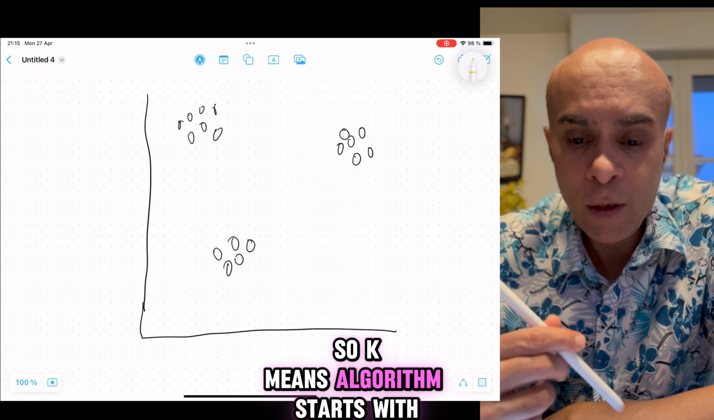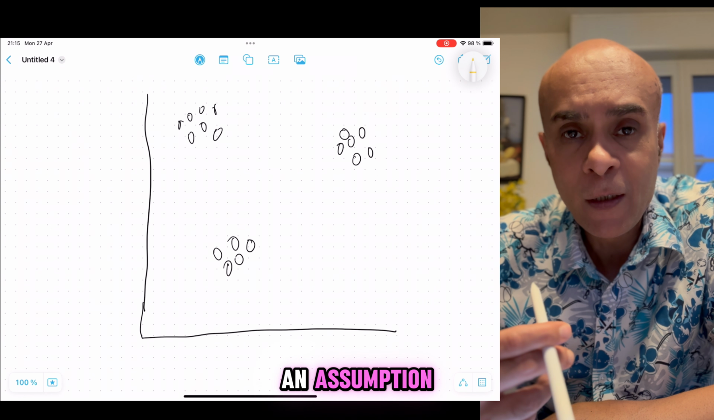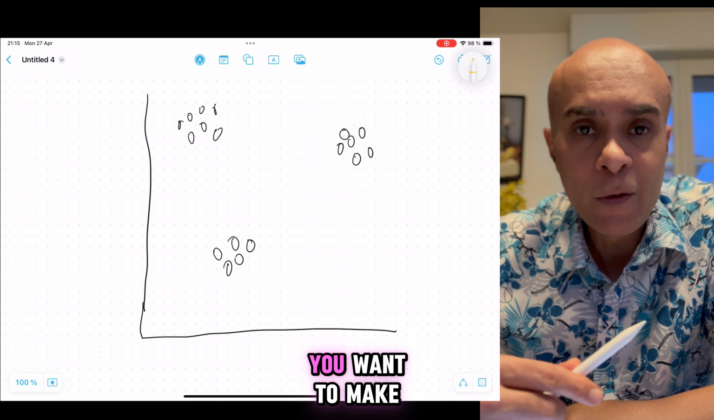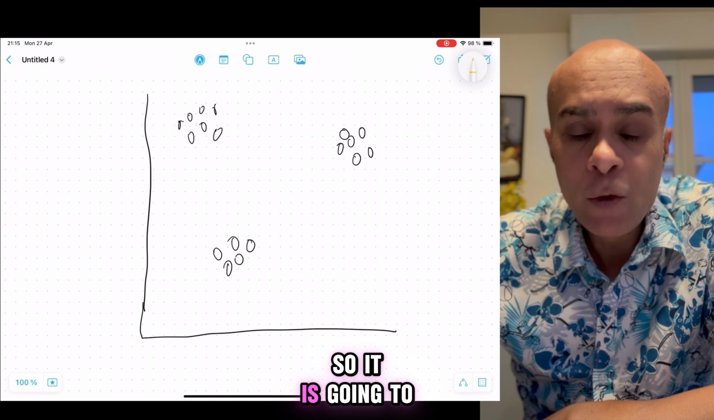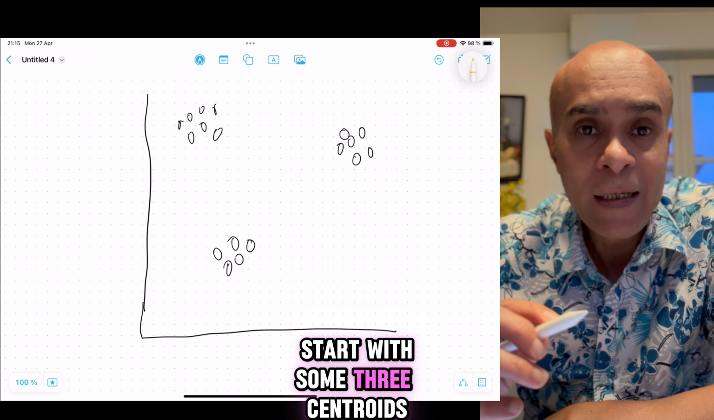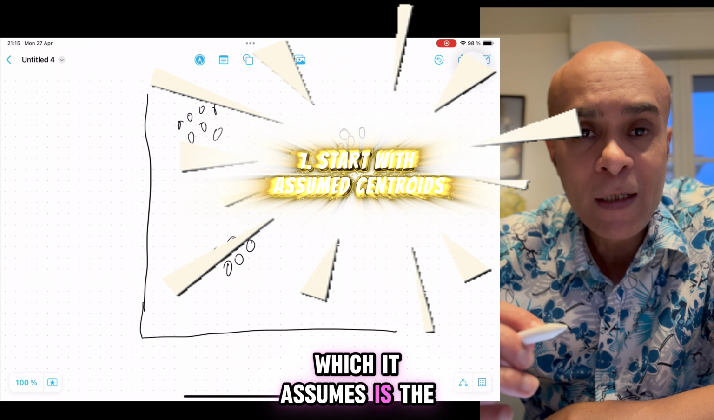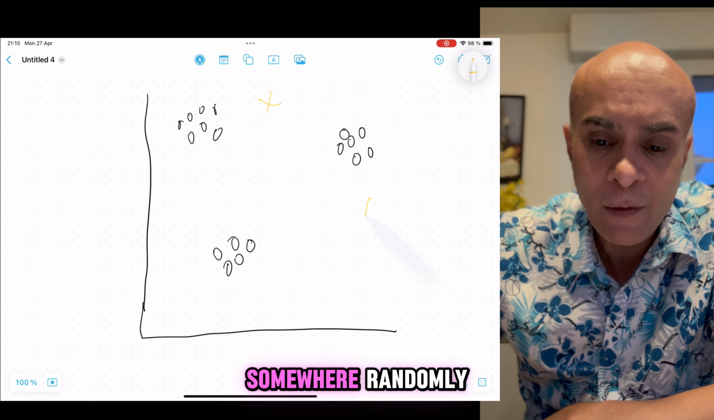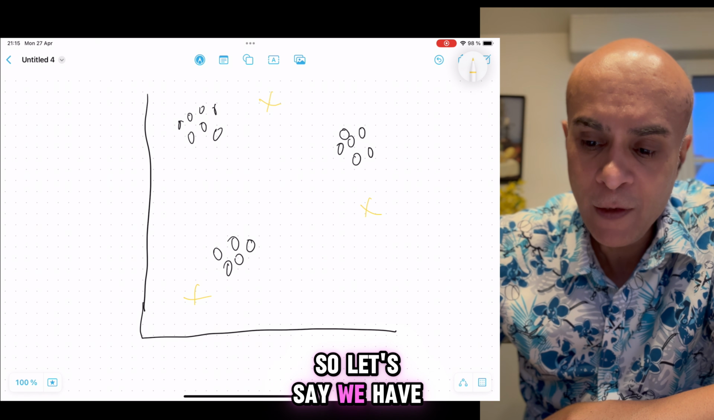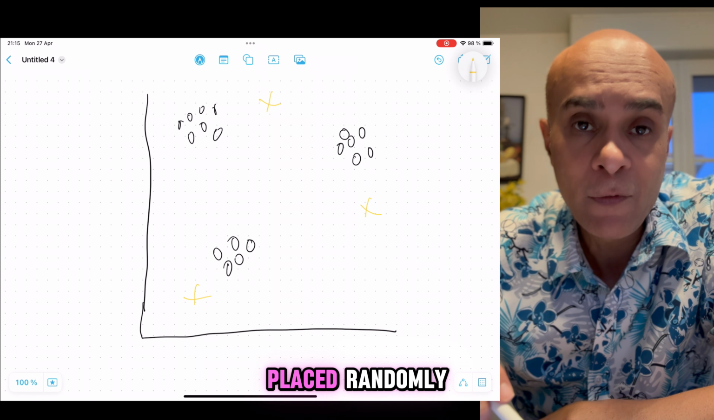The k-means algorithm starts with an assumption of the number of clusters you want to make. So for example, you say, okay, I want to make 3 clusters. So it is going to start with 3 centroids, which it assumes are the centers of these 3 clusters, and these 3 centroids are placed somewhere randomly. So let's say we have these 3 centroids which are placed randomly.